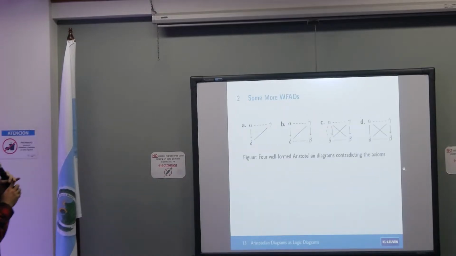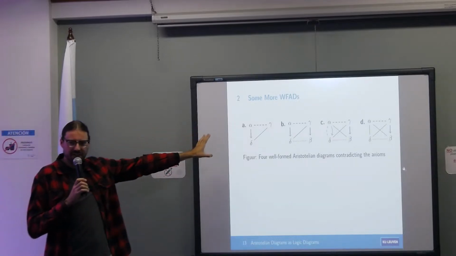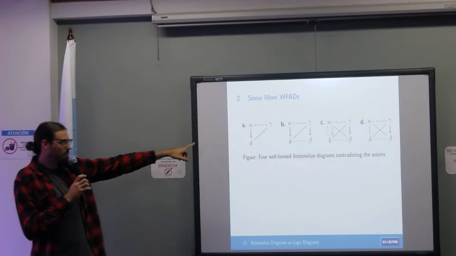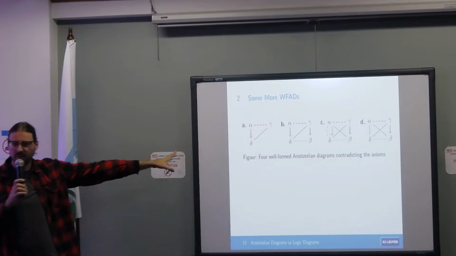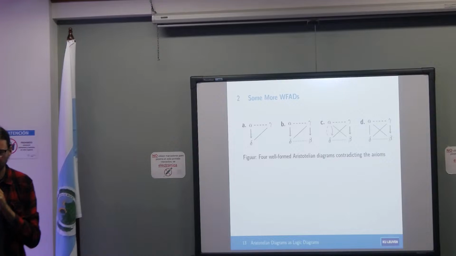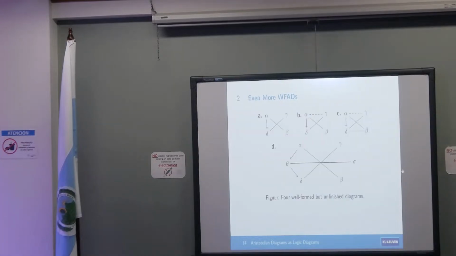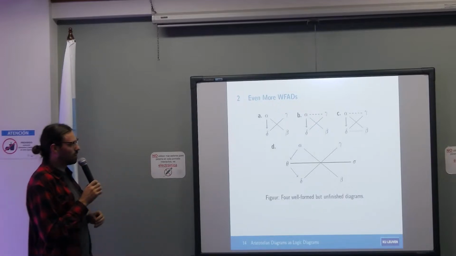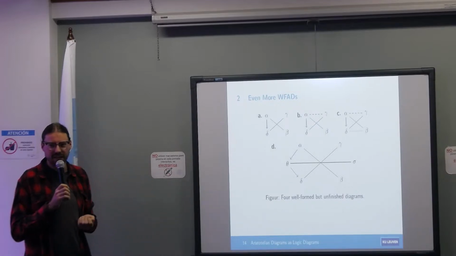So these are well-formed Aristotelian diagrams, but there's something strange with them, and I'll explain this later by saying, well, these are maybe well-formed, but they will contradict the axioms that I'll present. Another set of Aristotelian diagrams, according to my definition, are well-formed, but are strange, are these. And I'll call these unfinished diagrams.